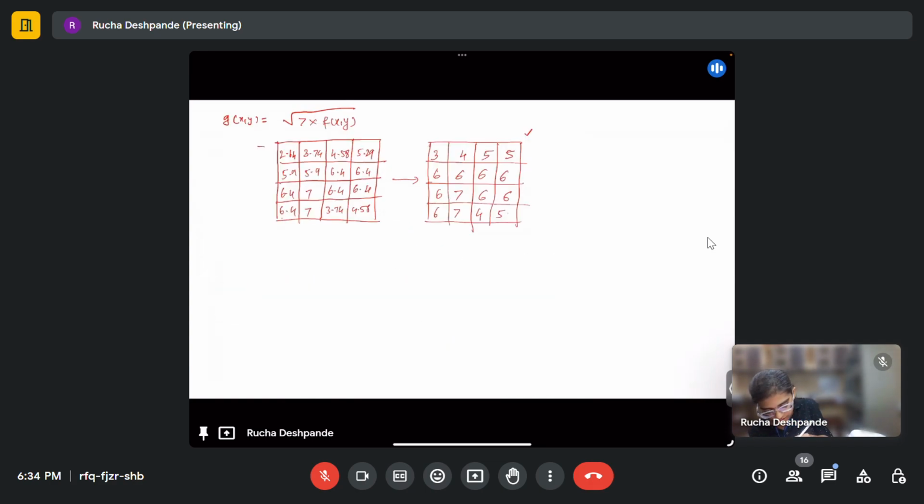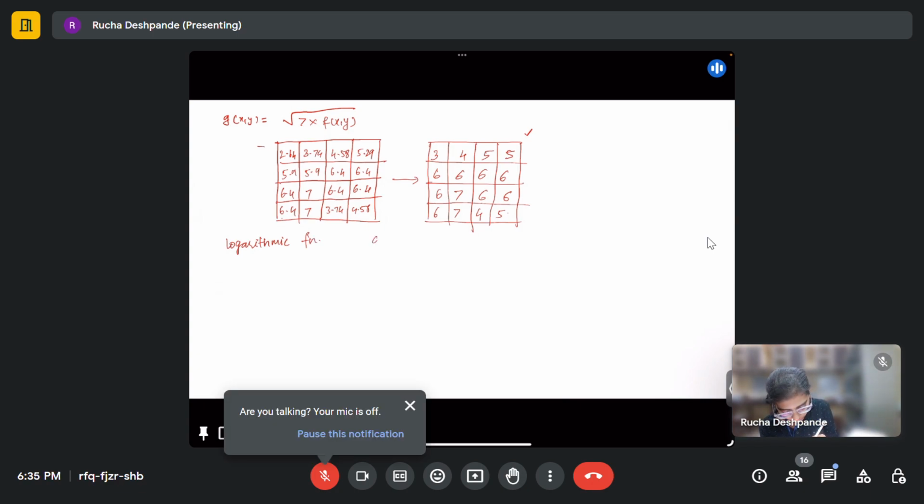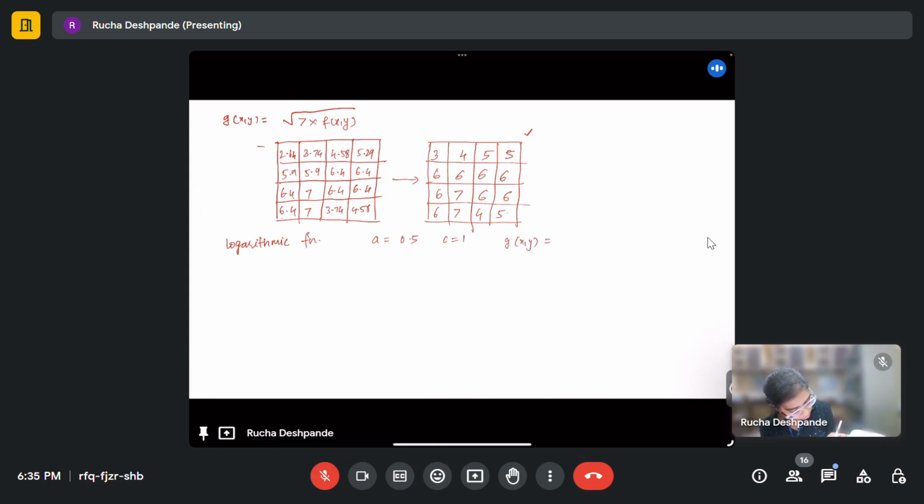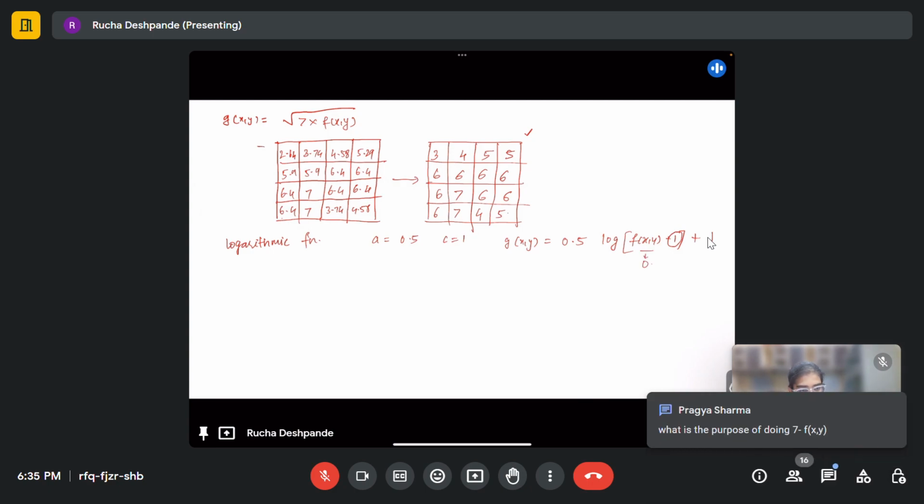Then next is logarithm. Here we have been given values of a as 0.5 and c as 1. So we have g of x y is equal to 0.5 into log of f of x comma y plus 1. This plus 1 is added because if f of x y has value 0, then log of 0 is not defined.